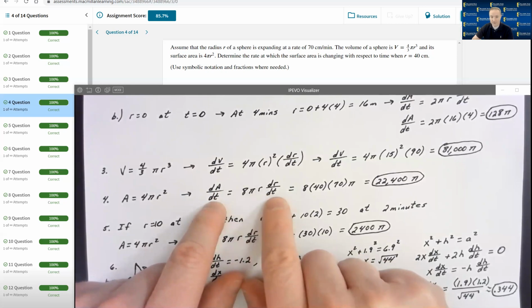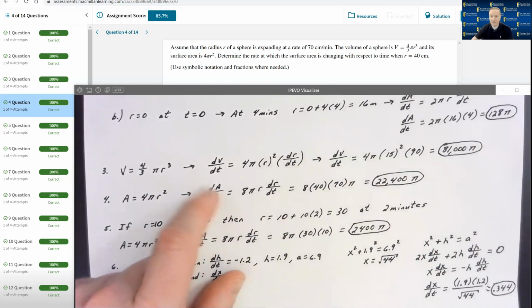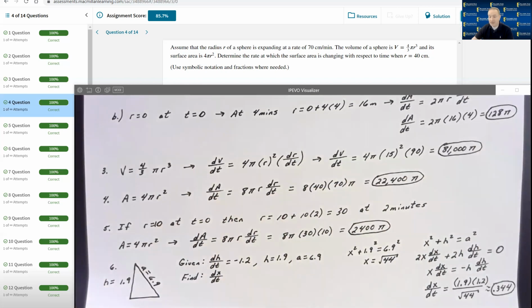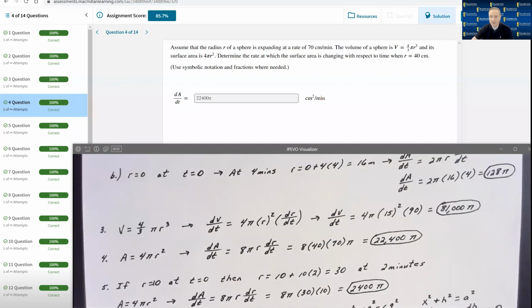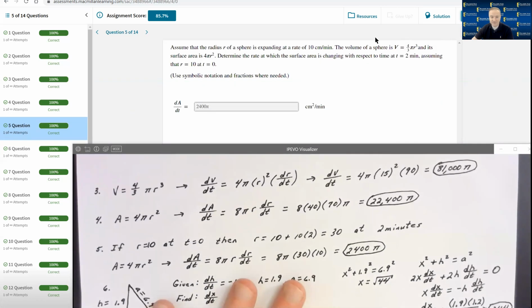So I just plug in the 40, I plug in the 70, multiply across, and I'll get 22,400 pi. And this would be in square centimeters per minute. Again, the units are already accounted for on Achieve. For the next question here, it's, again, very similar.